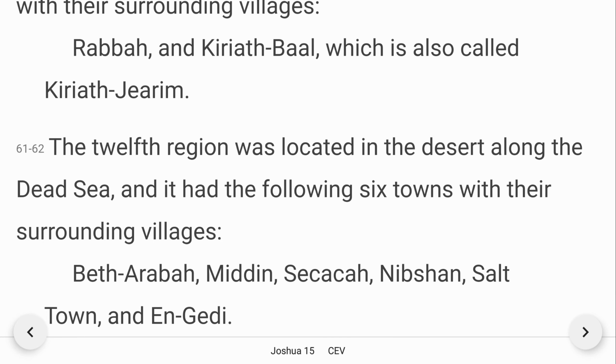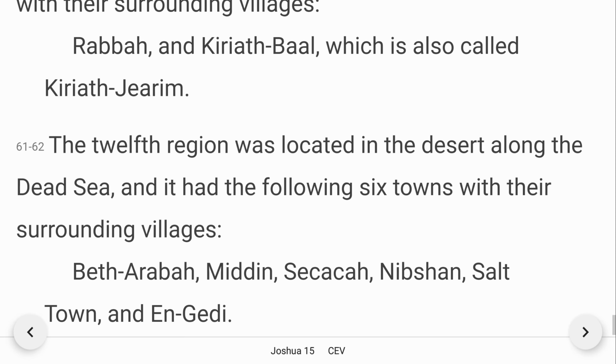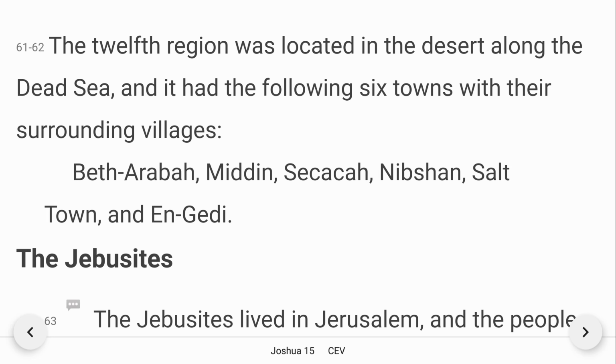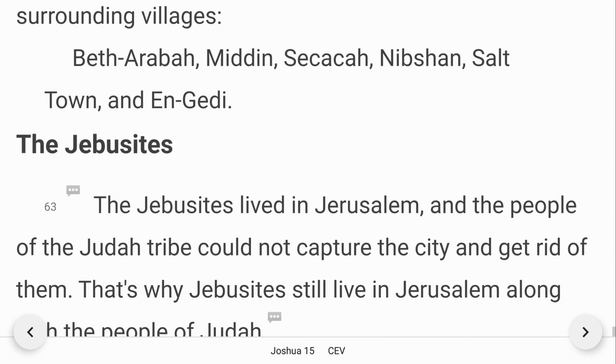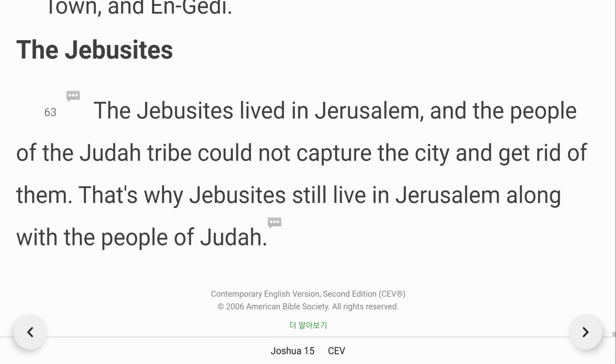The 12th region was located in the desert along the Dead Sea, and it had the following 6 towns with their surrounding villages: Beth Araba, Midin, Sekaka, Nibshan, Southtown, and En-Gedi. The Jebusites lived in Jerusalem, and the people of the Judah tribe could not capture the city and get rid of them. That's why Jebusites still live in Jerusalem along with the people of Judah.